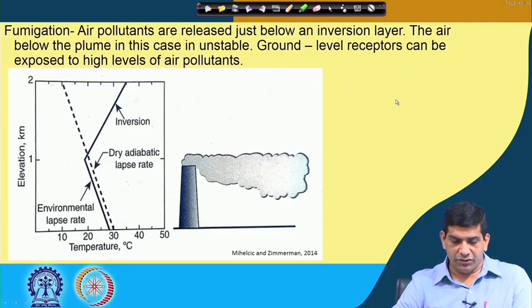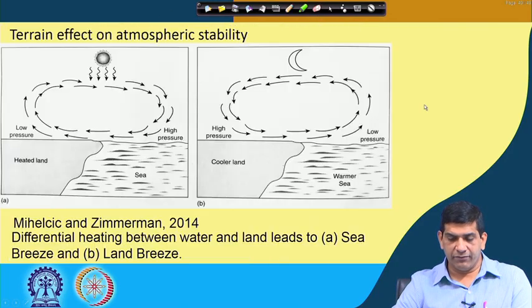So, in general, fumigation looks like air pollutants are released just below an inversion layer. The air below the plume in this case is unstable. So, ground level receptors can be exposed to high levels of air pollutants. So, that's fumigation.